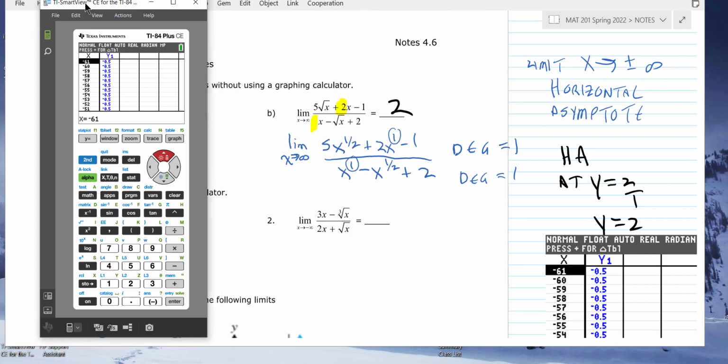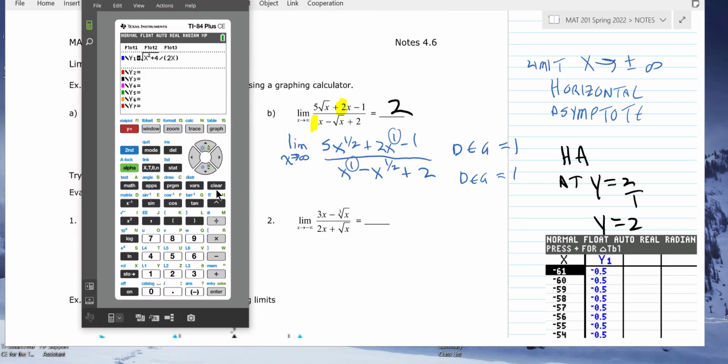Okay, the next one, again, you could verify this one. Let's put this in the calculator and see what it looks like. In parentheses, I'll put 5 times the square root of x, and then plus 2x, and minus 1. And divide by, and this will have x minus the square root of x and plus 2. Make sure the numerator and denominator are enclosed in parentheses. Graph it in a standard window. Again, we're looking at x goes to infinity.